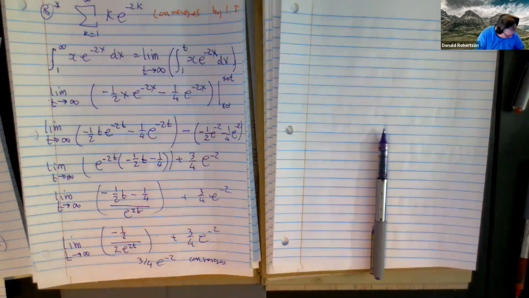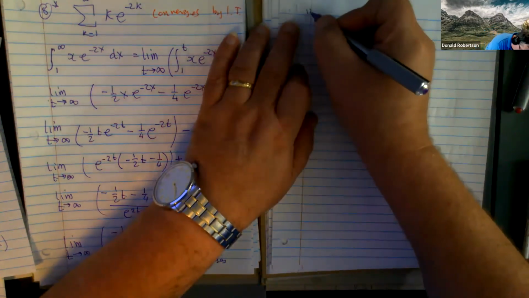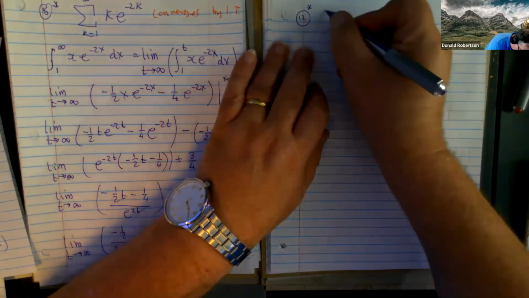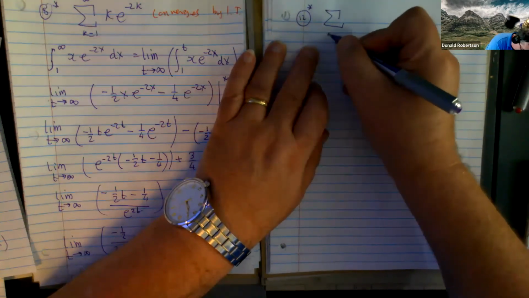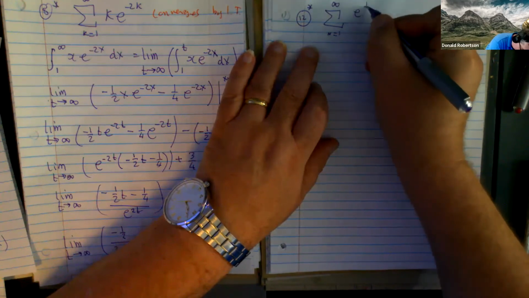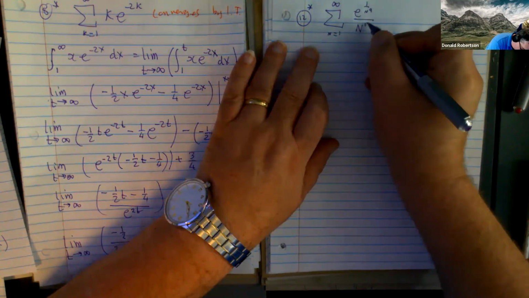So the one that I'm going to do next is actually the last one for today, if I can find it. It's that e to the 1 over guy that we were looking at a moment ago. Here we go. So we are going to find out whether or not this thing converges or not.